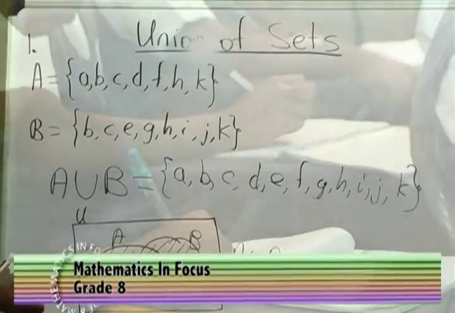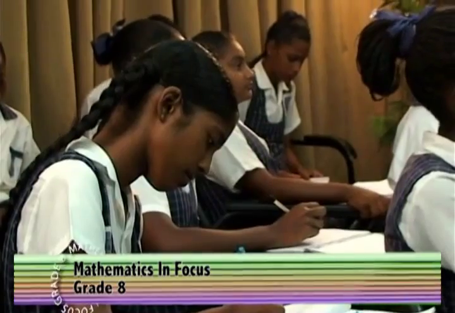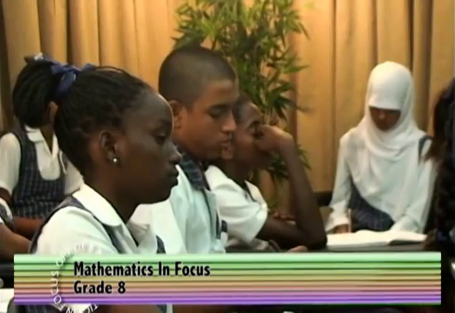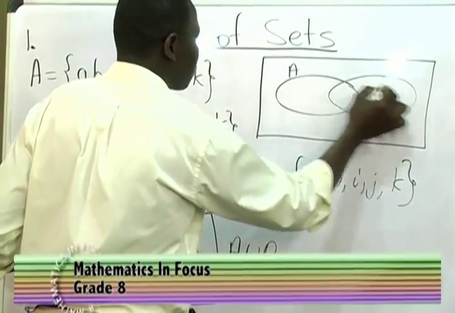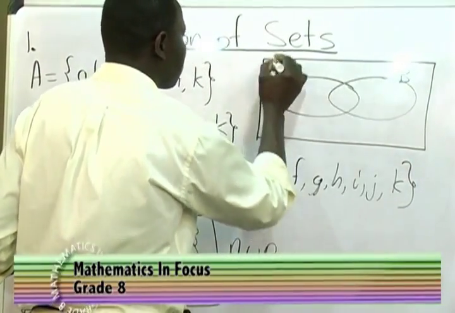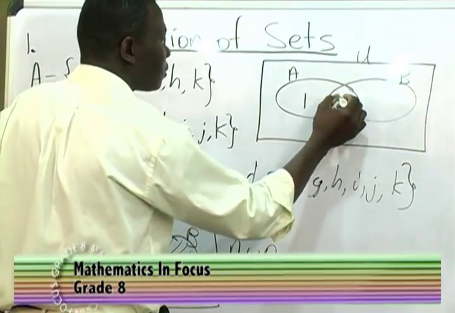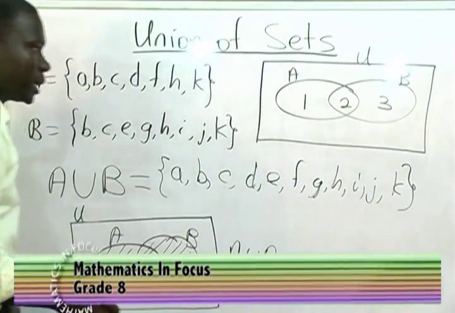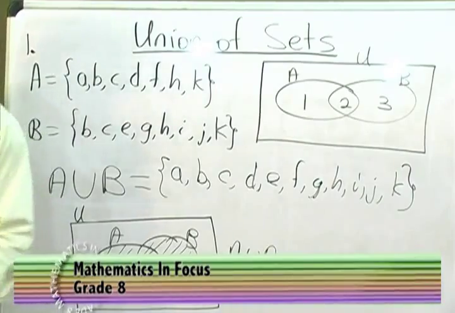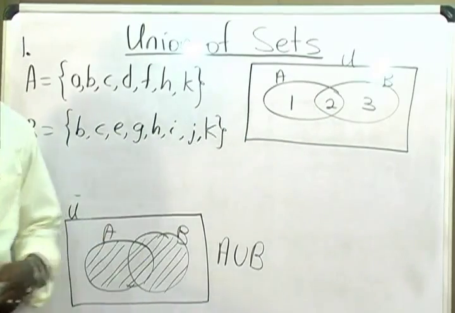Now, this diagram A union B can be represented in three parts. Let us just look at what the three parts will be. This is a universal set. We have a cross here. We have the second part there and the third part there. Or we can say the regions. Let us focus on this region here, the union. So this first region here is A only.